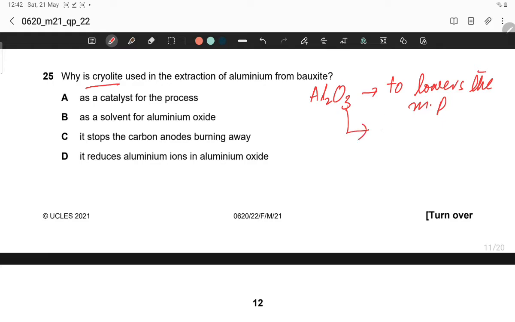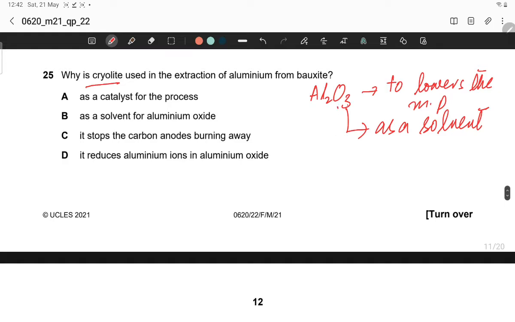Also used as a solvent, helps to dissolve alumina and lowers the melting point, and as a solvent. As a catalyst for the process, not correct, increases the rate of reaction. As a solvent for aluminium oxide, this must be correct. It stops the carbon anode burning, not correct.